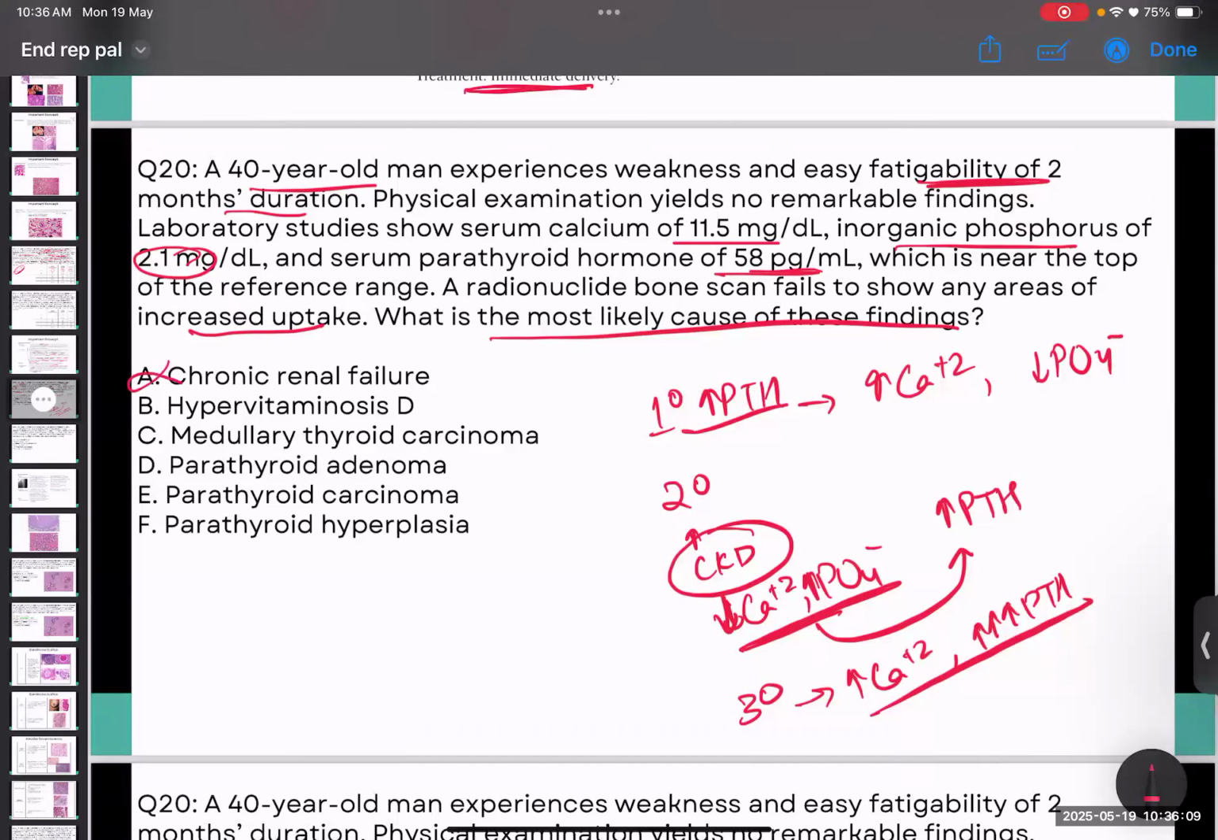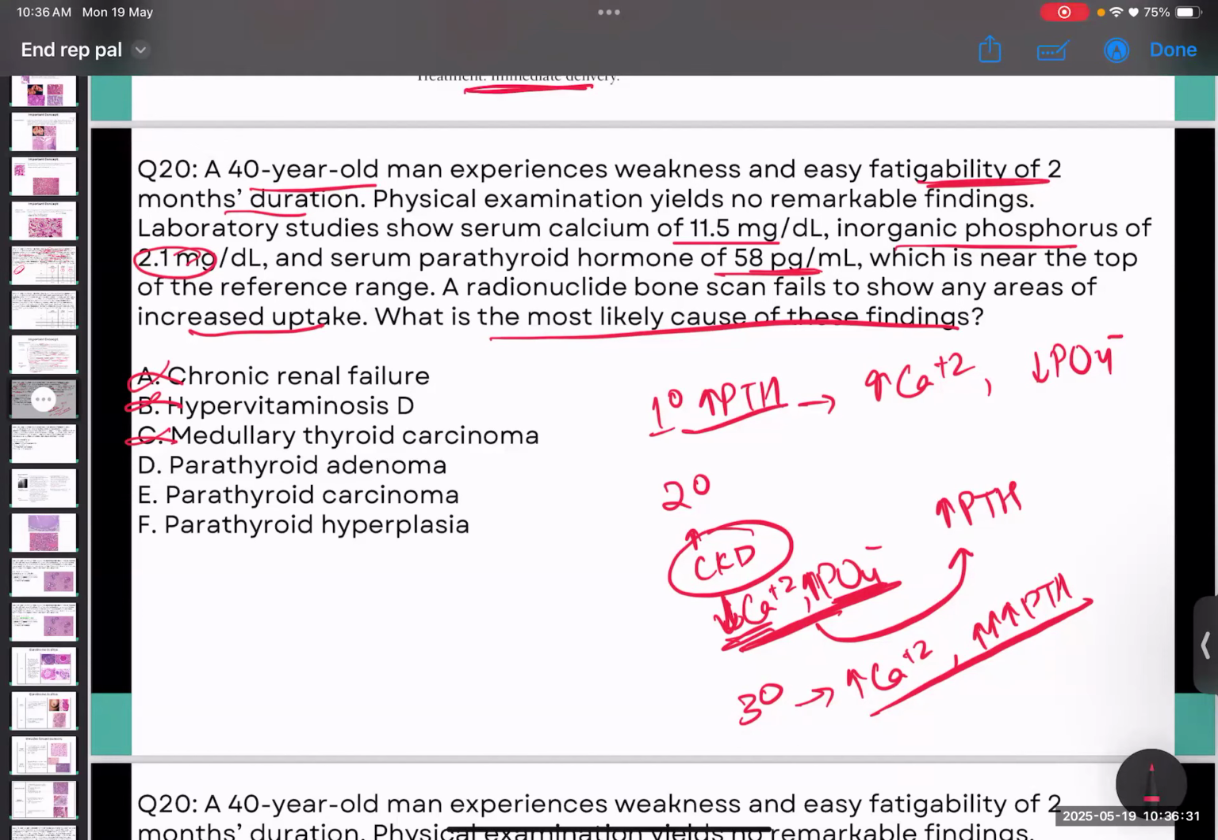Chronic renal failure is not an answer here because in that case we would see low levels of calcium and high levels of phosphate. Hypervitaminosis D is not an answer here because in that case we would see high levels of both calcium and phosphate, because vitamin D helps in absorption of both. Medullary thyroid carcinoma is not an answer because it secretes calcitonin, which brings down calcium.